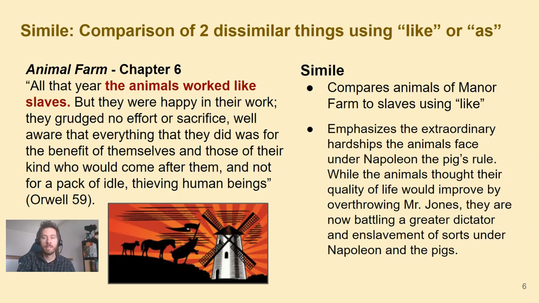Thus, when Orwell says, "That year the animals worked like slaves," he is comparing the other animals to slaves working for a master, or in this case, the pigs. This simile emphasizes Napoleon's power and brutality, since the animals are forced to work extremely hard under his leadership.